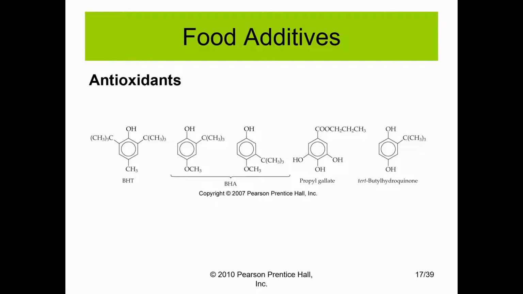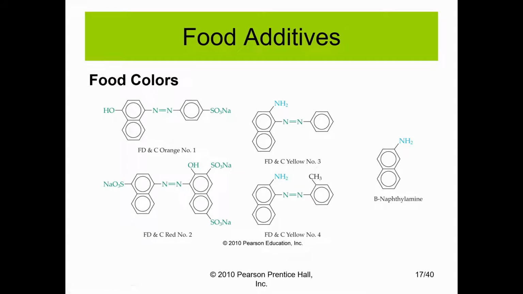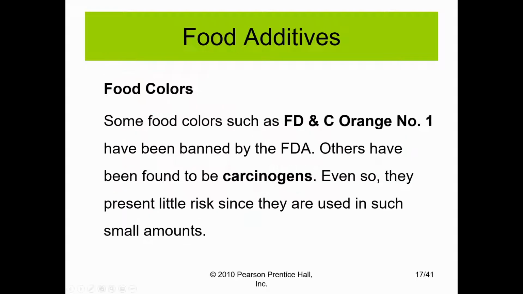Those are common antioxidants. Another aesthetic reason to add chemicals to different foods is to create certain pigments or colors. Here is a list of some of the most common food colorings that are used for orange, red, and yellow. Some of these food colorings have been banned because over time it's been found that the chemicals are carcinogenic.